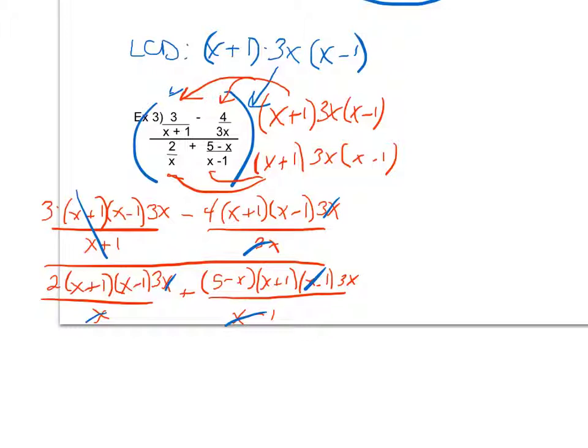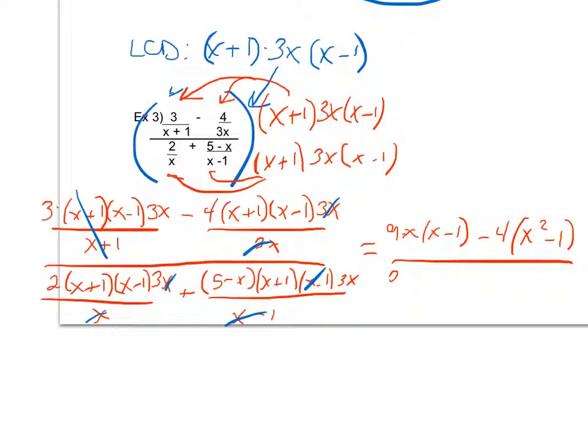Not quite as nice as the last one in terms of canceling. I'm still going to have quite a bit of work I have to do here, but nonetheless some things canceled out, leaving me with on top 9x times x minus 1 for my first fraction. I went ahead and multiplied the 3 and the 3x. Minus 4. I'm going to anticipate I'm going to combine like terms anyway, so I'm going to start multiplying some things together. So x plus 1 times x minus 1 are conjugates, so I'm going to get x squared minus 1. Same thing here with this fraction.